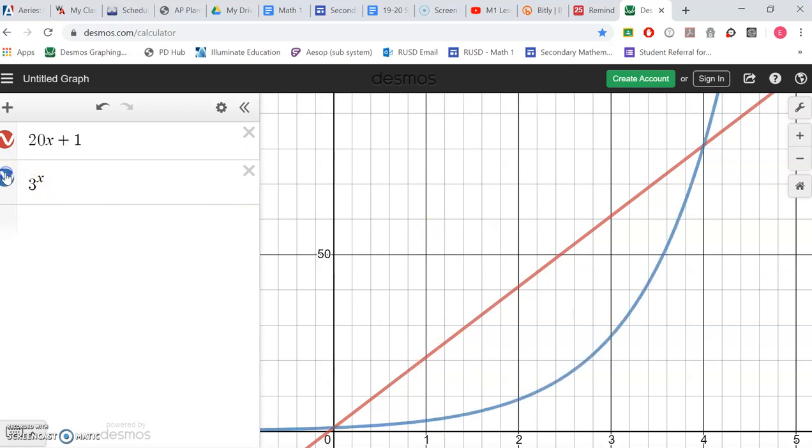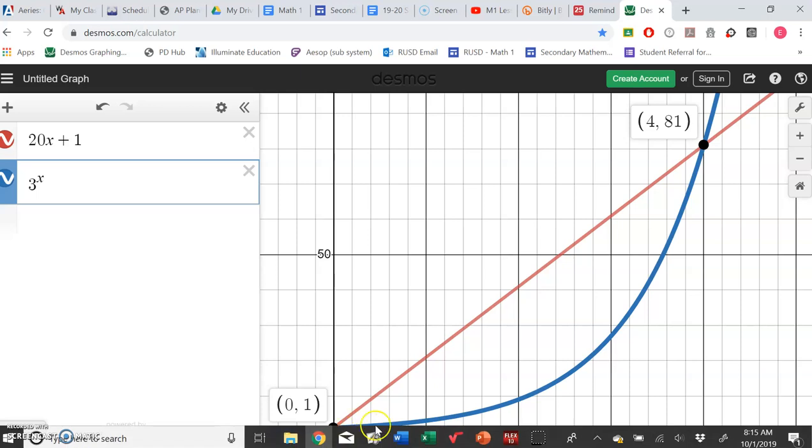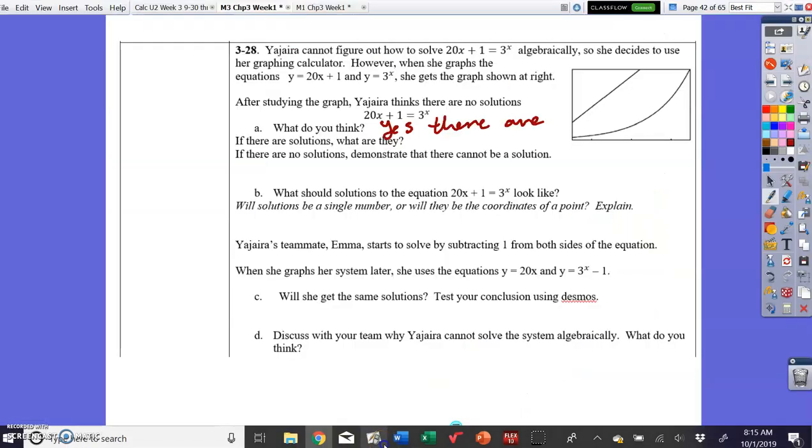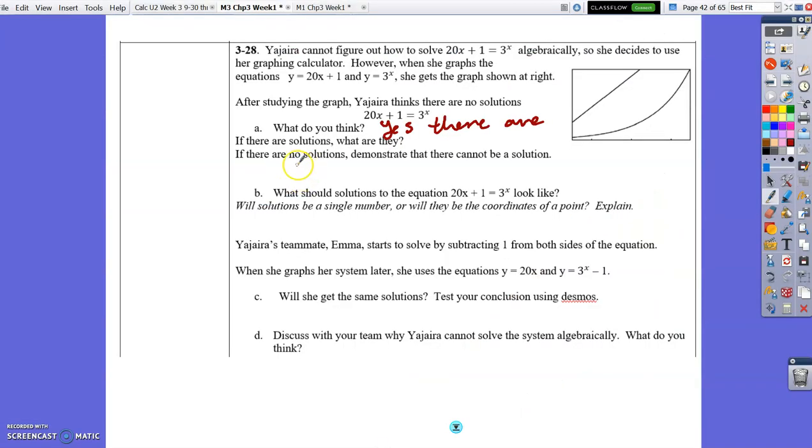And so when I click this, oh, look, they seem to meet twice. So I'm going to click right here on this one. One of the answers is (0, 1), and the other answer is (4, 81). So let's go ahead and write both of those down as our answers. So it was (0, 1) and (4, 81). So there definitely are solutions.